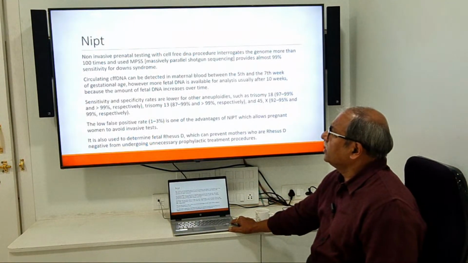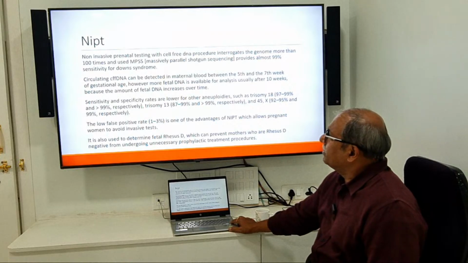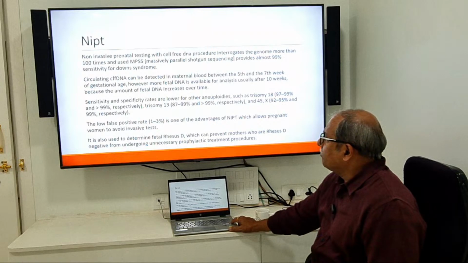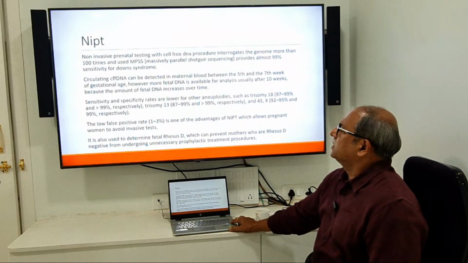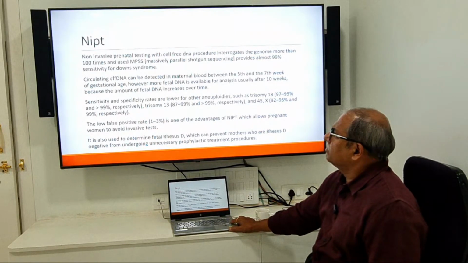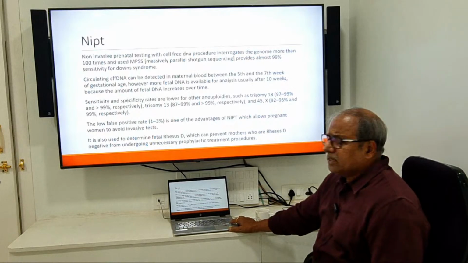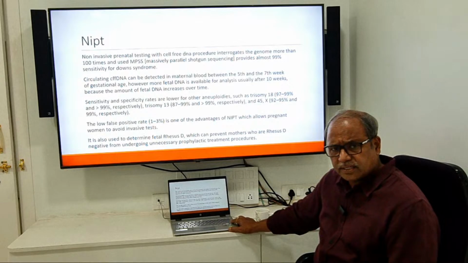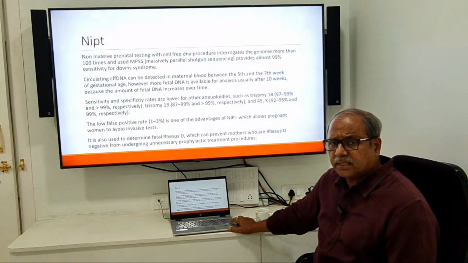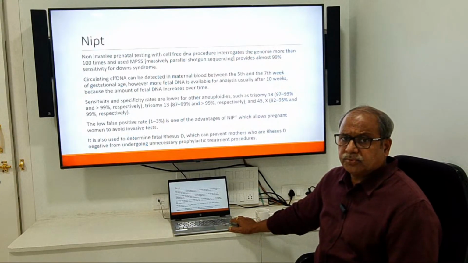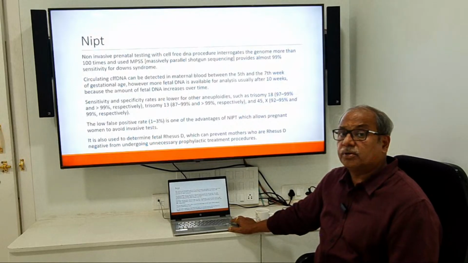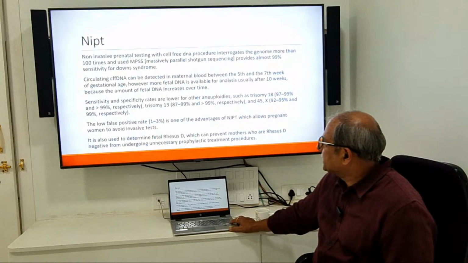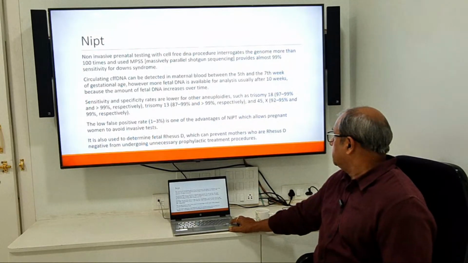It is non-invasive prenatal testing, better to call non-invasive prenatal screening. I am not going into this detail, but I will come to it, because it is one of the very frequently used tests nowadays as a primary screening, but there are problems with NIPT, or it should be called NIPS. Why it is so, I will come to it.